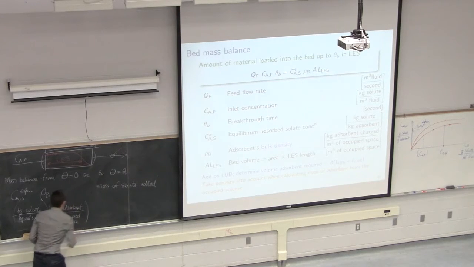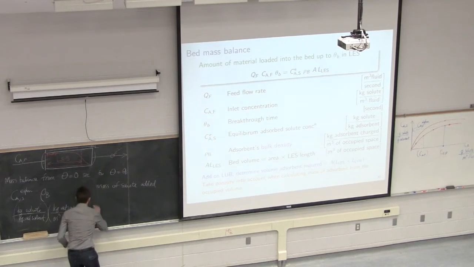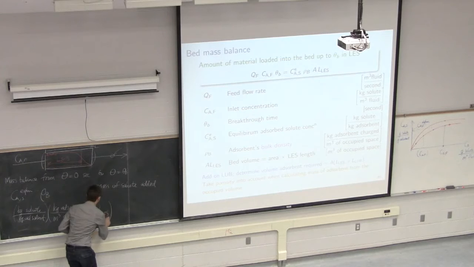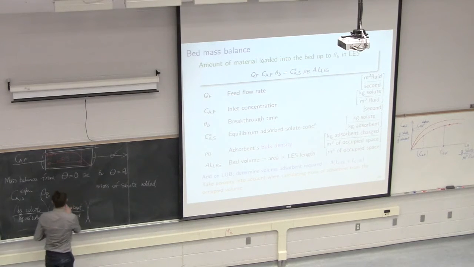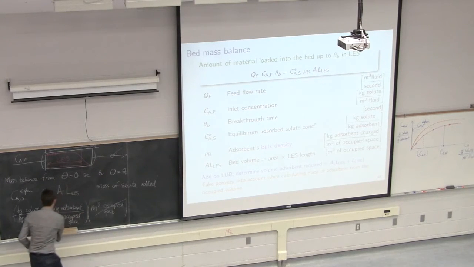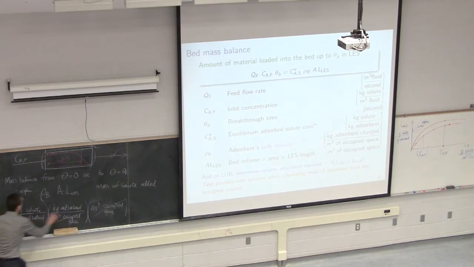per meter cubed occupied space. Okay. Well, how much meter cubed of occupied space do we have? We have A times LES, the cross-sectional area times the length of the equilibrium section. And that has units of meter cubed occupied space. Okay, so it's a simple mass balance. Solid in, solid must have gone somewhere.